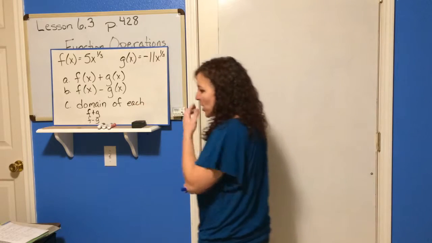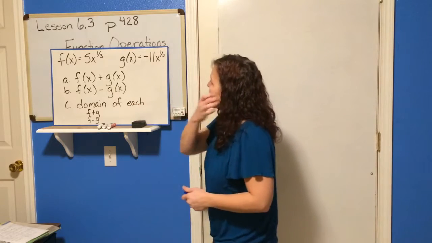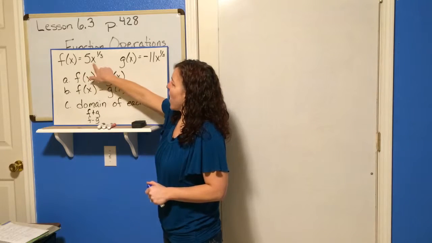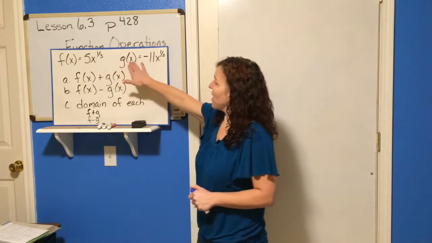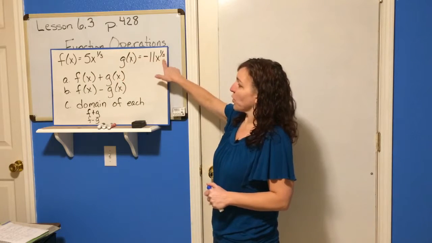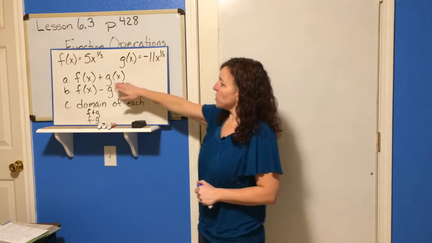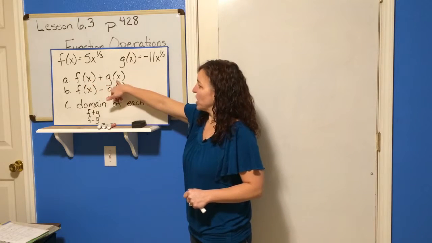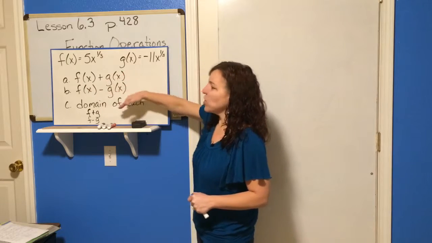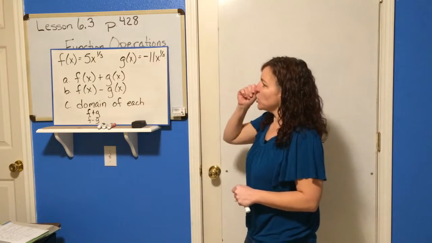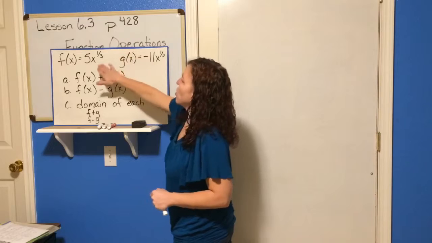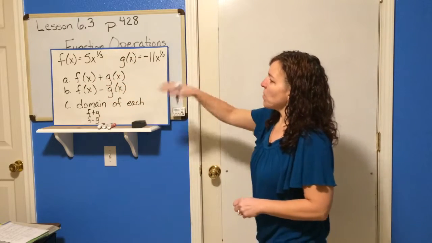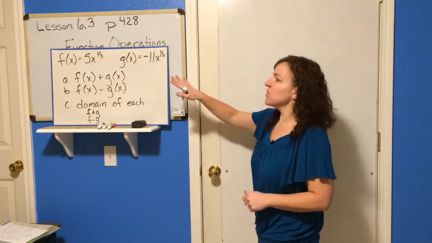So what we're doing here is I'm giving you the function f of x is 5x to the 1/3, and the function g of x is negative 11x to the 1/3. What I want you to do is, first, add the function f and the function g, and then I want you to subtract them. So I've given you 3 different problems here. We've given you the same functions, so hold on to those functions. For a, we want to add the function f and the function g together.